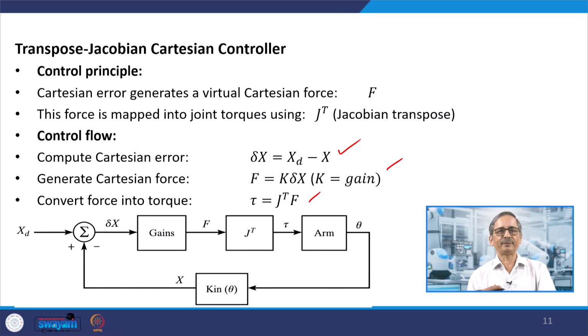So, in case of the transpose Jacobian, you have the arm here, you get the theta, right, and use the forward kinematics to get the end effector position and orientation. Here you have the desired position and orientation coming, then here you find the error, you multiply with the gains, okay, this one, to get the f value. And once you have f, we multiply with the Jacobian transpose here in order to get the torque value, okay.